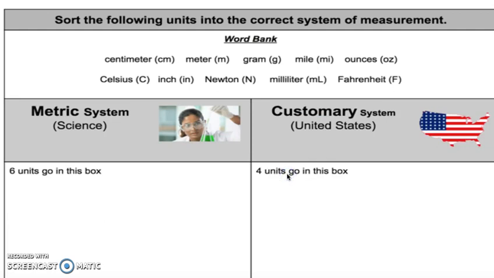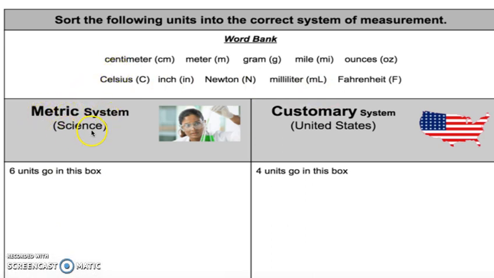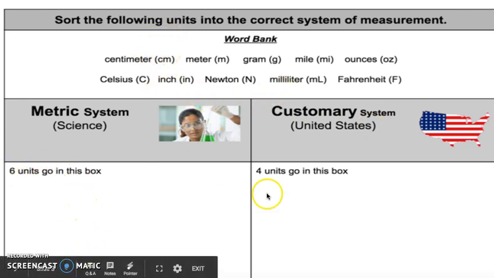Okay, students, next, you are going to sort all of these units into the correct column. You're going to decide, is our unit in the metric system, what we use in science, or is it the customary system, what the United States uses? So remember, is it science, or is it what you know from life in the United States? We gave you a hint. 6 of the units of all these up here are going to go in this box. 4 are going to go in this box.